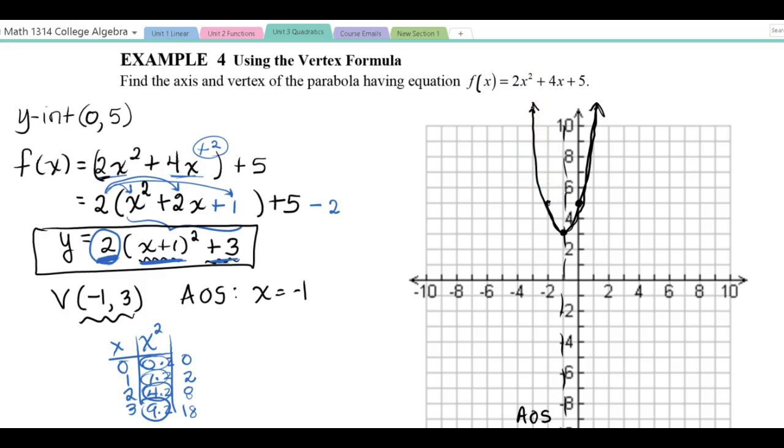So notice we find that there are no x-intercepts. We can see that from our graph, and we suspected that when we could not factor our equation. In this case, we used our transformations in order to graph our parabola. That concludes this video.